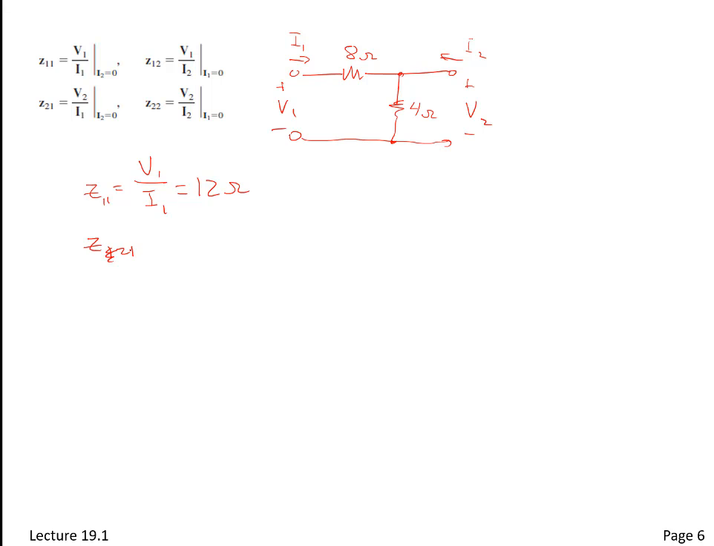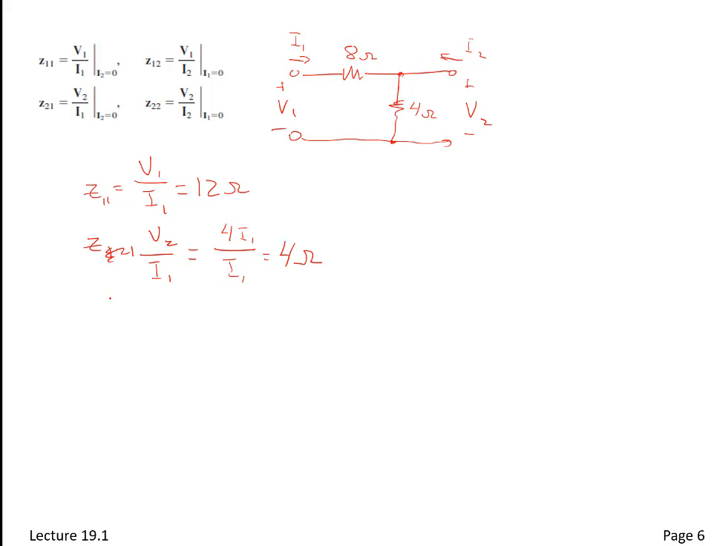Let's do Z21, right? That's the output voltage, V2 over I1. So now here's where our voltage divider thing comes in. V2 is going to be 4 times I1, right? And then the equation says to divide it by I1. So that transfer impedance is 4 ohms. Okay?